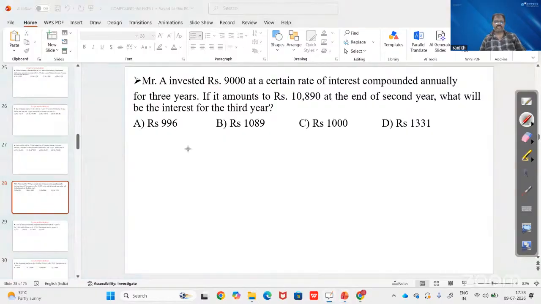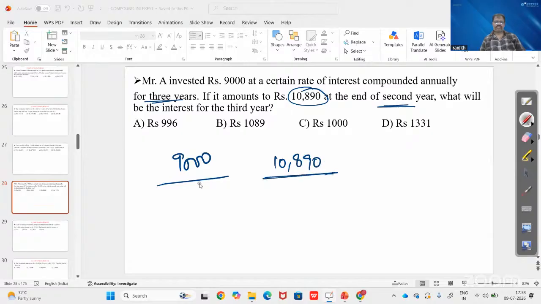So A invested 9,000 compounded annually for 3 years. If it amounts to 10,890 at the end of 2 years, so what is the amount we are getting? This is the principal. This will be the amount after 2 years. So time period equal to 2 years. Then rate of interest we don't know. So principal and amount difference will be equal to interest only. Difference interest equal to 1890.